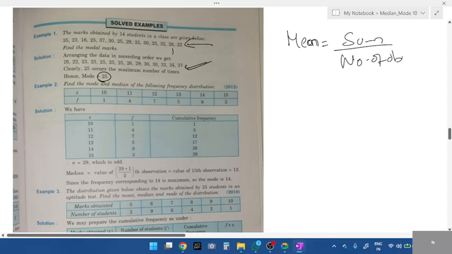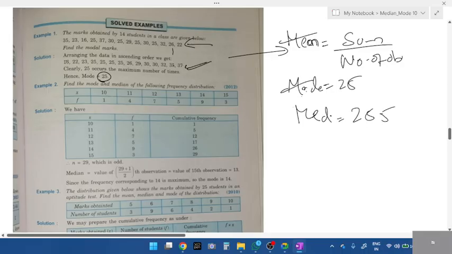Add everything. Only mean will take a lot of time because all these numbers are very big, students. It takes a lot of time to add and divide. And we know mode is very easy. Mode is 25. Median I showed you all the calculation. We got 25.5. Complete all three, you'll get 3 marks. This is one type of question when a single value is given.